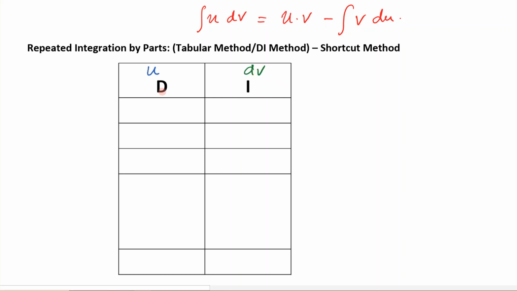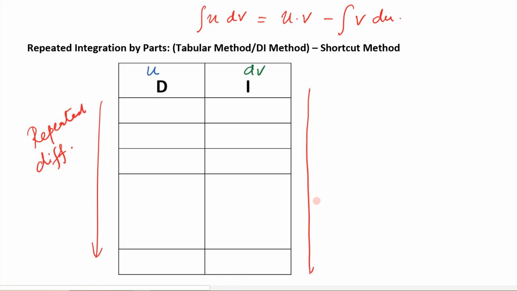So I made two columns. One column is called D, the other column is called I. D here stands for differentiation, so here we're going to do repeated differentiation of u, and here we're going to do repeated integration of dv.